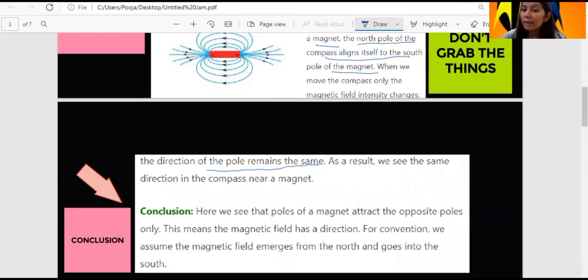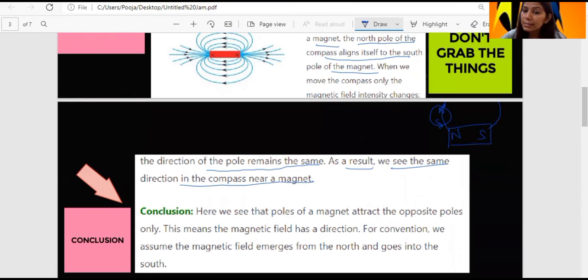I have told you before also, if we are having north and south, here we are having the south position, here we are having the north position. So we are having only the poles. Poles remain the same. As a result, we see the same direction of the compass near the magnet. We have seen the same direction of the compass, and when we join the lines of those positions, we get the magnetic field lines.